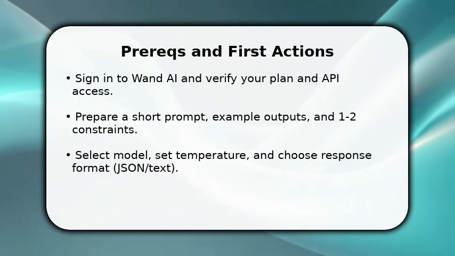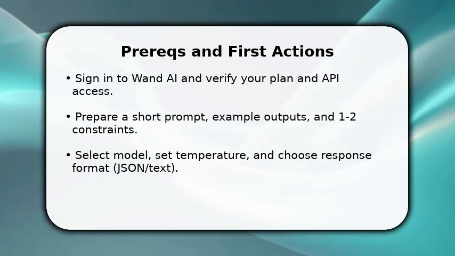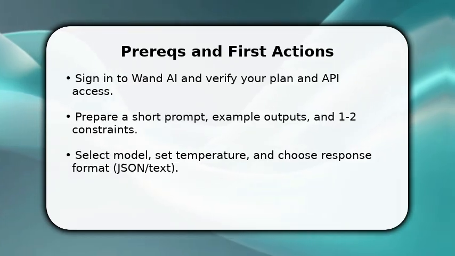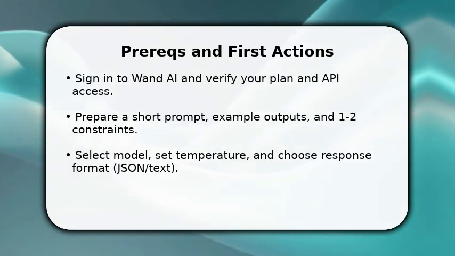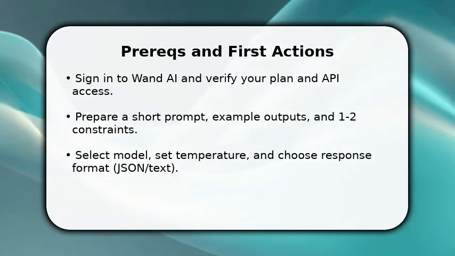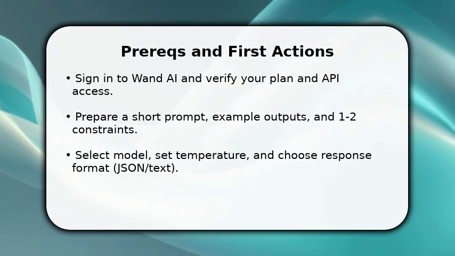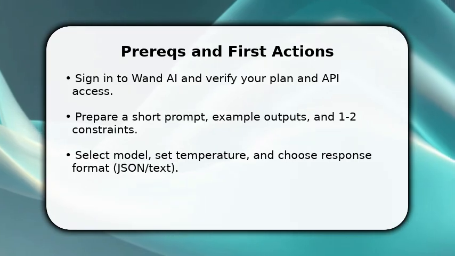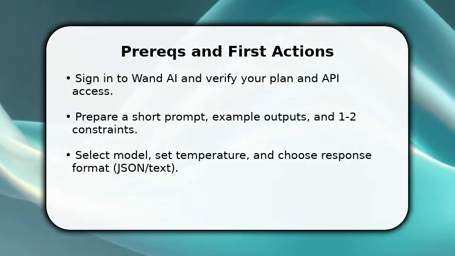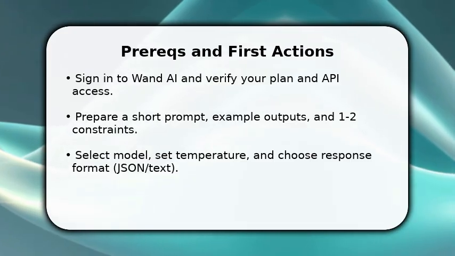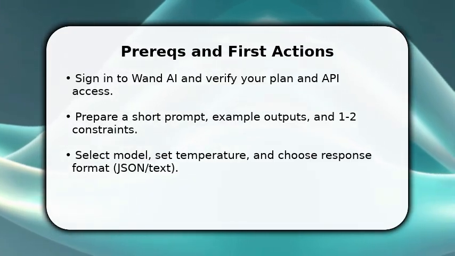You start by opening Wand AI, signing in, and confirming your plan has API or feature access. Next, prepare a concise prompt with example outputs and one or two constraints so the model knows the target. Once done, pick the model, set temperature for creativity, and choose the response format such as JSON or plain text. Make sure to save these settings as a preset if you will reuse them. This reduces iteration time and keeps results consistent.